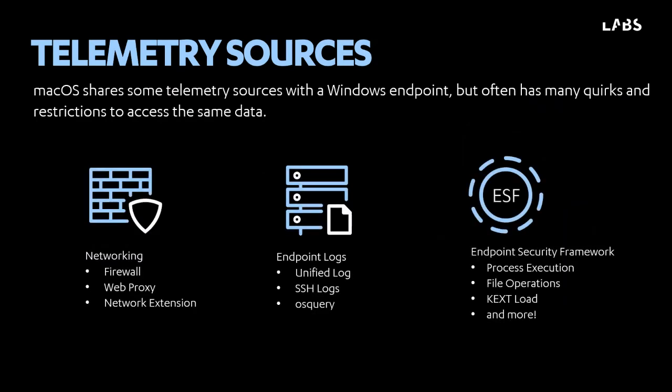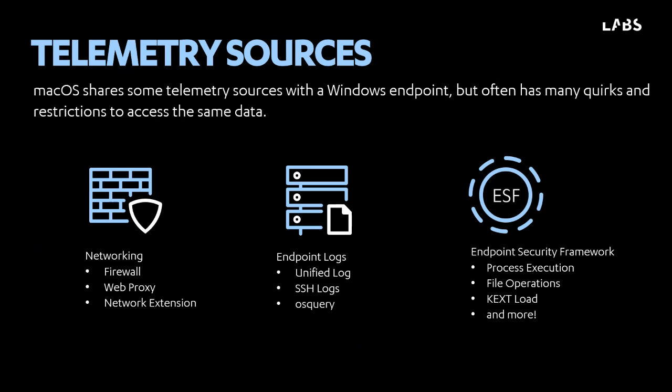Okay, so to start, some telemetry sources. Some of these are very familiar to those of you with Windows experience. Sometimes there are quirks. Apple have their own restrictions on how a lot of this stuff works, and as security vendors and security professionals, we need to fit inside that to get things done. Networking is very familiar. Firewall and web proxy are obviously the same. There is something called a network extension, which is something you can do on the endpoint, and we'll talk about that towards the end of this workshop.